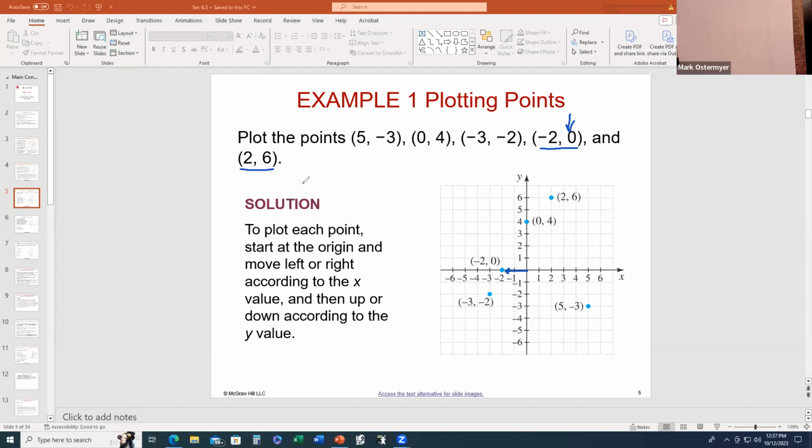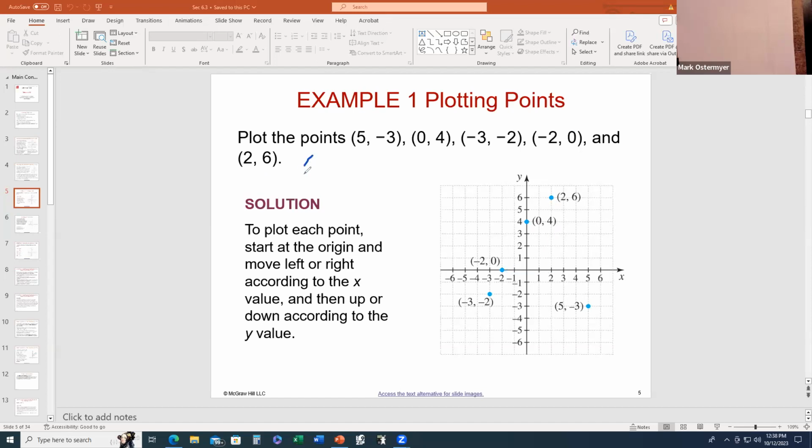Finally, (2, 6), we start at the origin, we move 2 to the right on the x-axis, and then we move up 6 units parallel to the y-axis, and therefore we locate the point (2, 6), which lies in the first quadrant. Any questions, ladies and gentlemen, how we're plotting ordered pairs here?